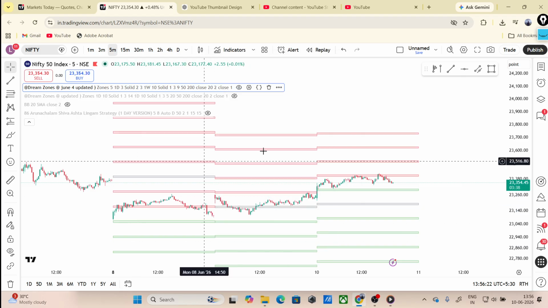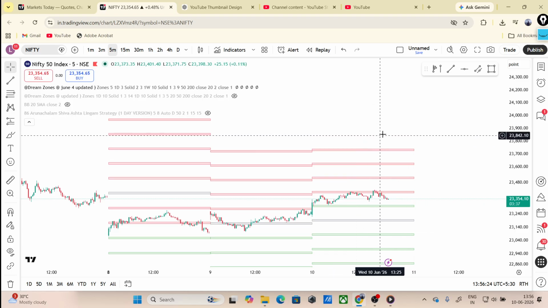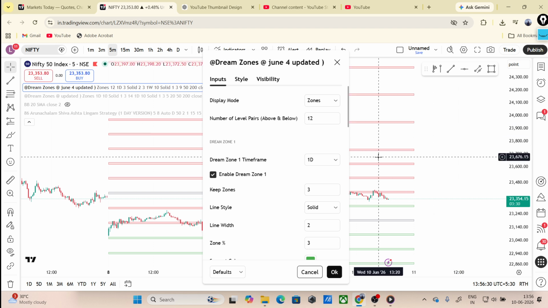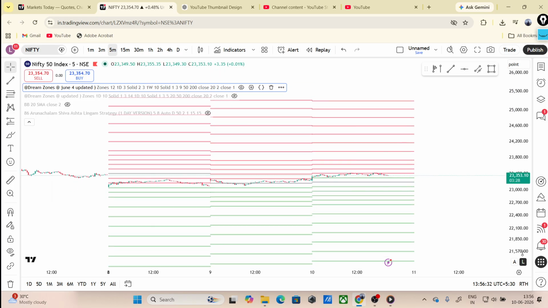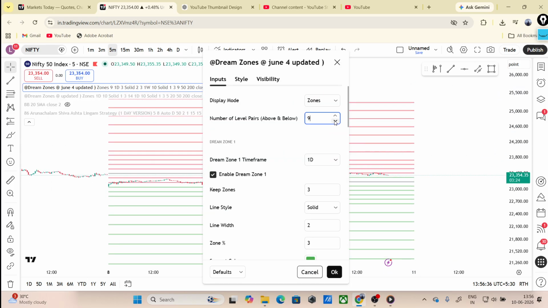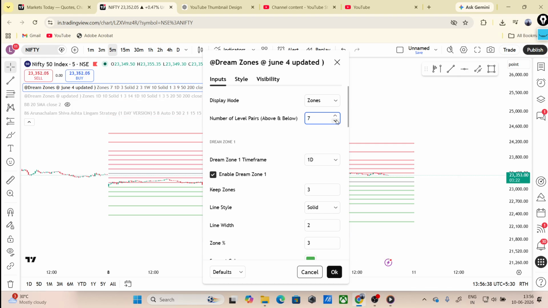If the market opens and there are no zones, at that time you can shift from 4 or 5 to 10, 20 like this. See there, it will draw. It's only usable when there is a big gap up or big gap down. Otherwise, 5 is enough.